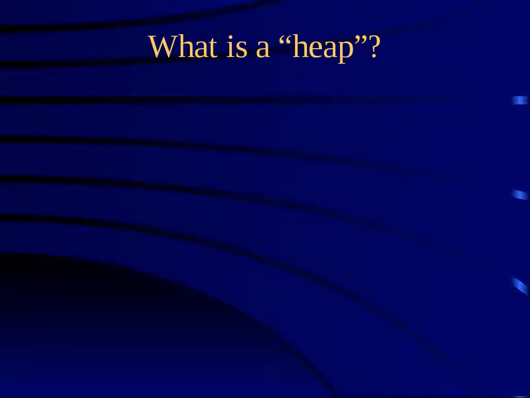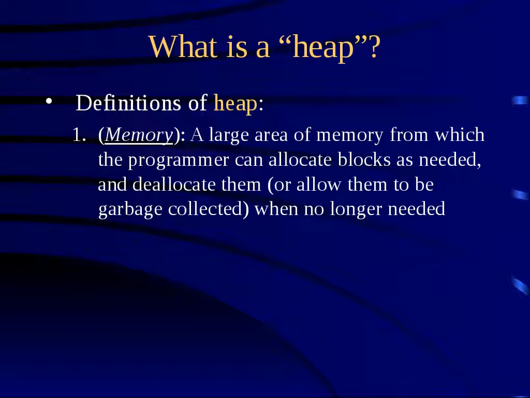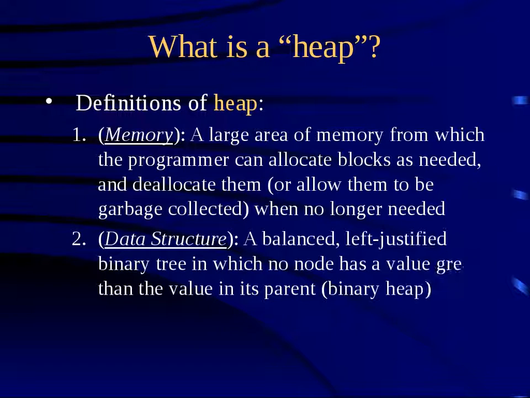All right. What is a heap? Definition of a heap. Okay, we're going to talk about heaps. There's two definitions. What's the first definition that we know of? It's this one, which is a memory. All right, now everything's going to get confusing because there's heap, the memory, and then there's heap, the data structure: a balanced, left justified binary tree in which no node has a value greater than the value of its parent.